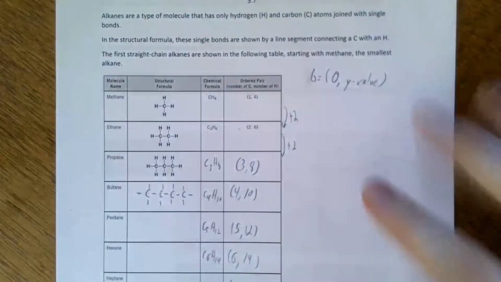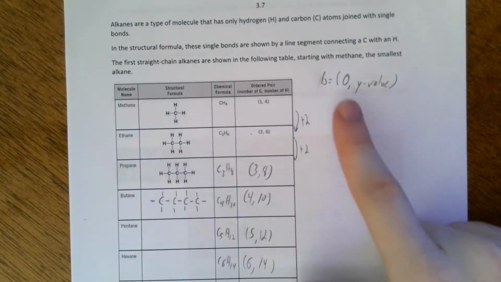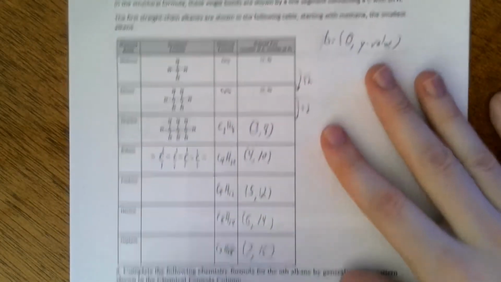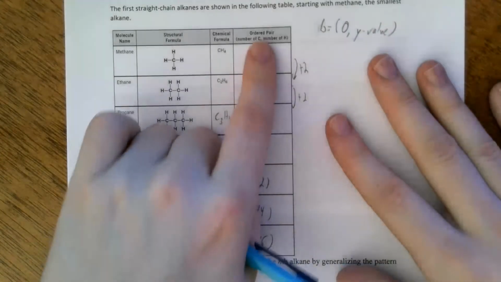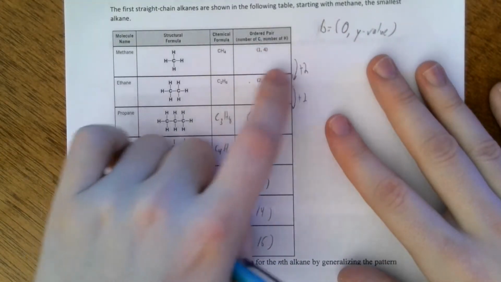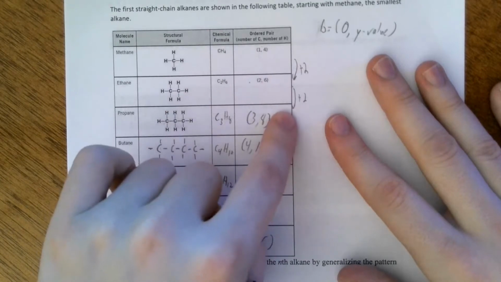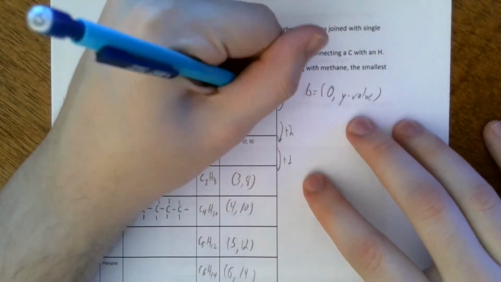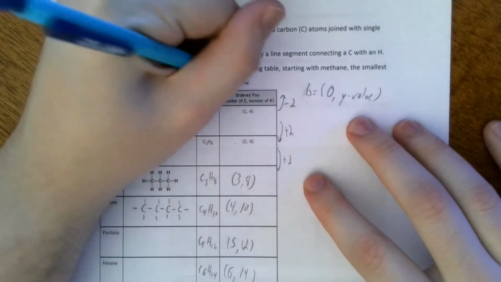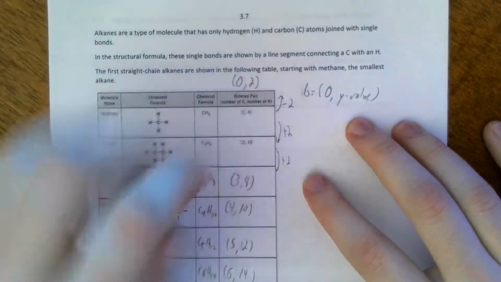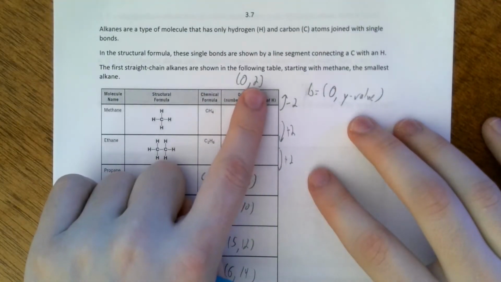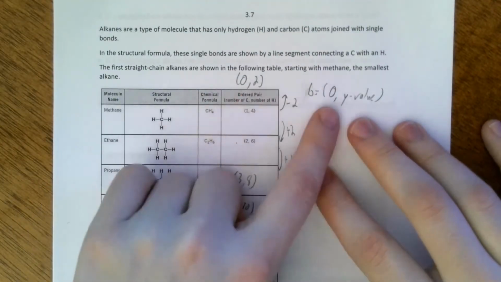So is there anything on here that starts with a 0 for my x value? Well, I don't see anything, right? Because it goes up to 1. But we know that if we're adding 2 every time this way, we can go backwards 1 and subtract 2, right? So if I have 0 carbon atoms, then I would have 2 hydrogen atoms. So that's my y-intercept, right?